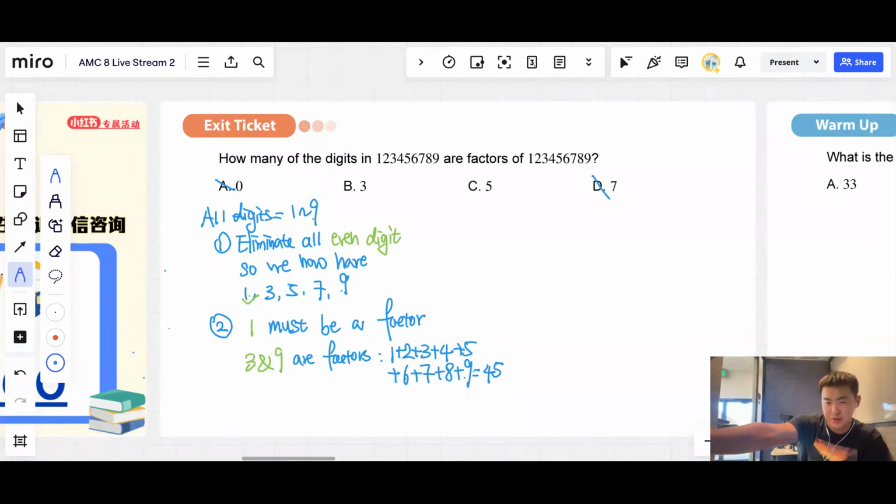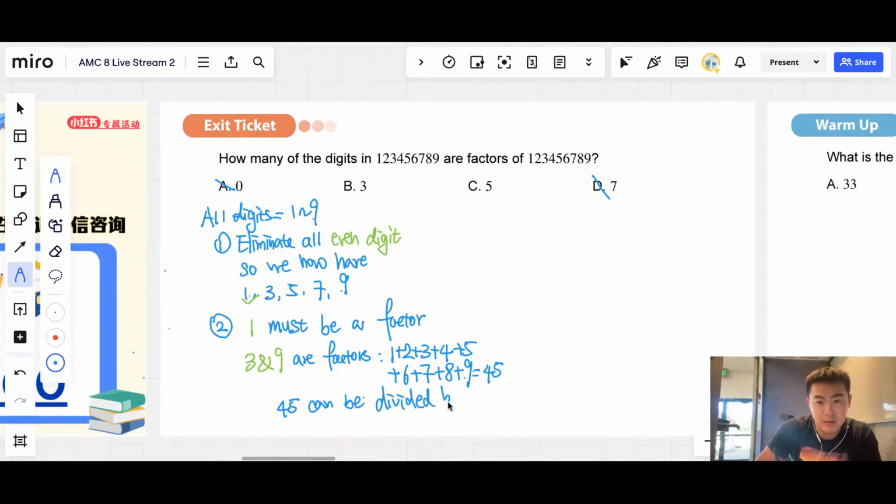Then let's observe the number 45. Is 45 a multiple of 3? Yes, 3 times 15 is 45. And is 45 a multiple of 9? Yes, 5 times 9 is 45. So we observe that 45 can be divided by both 3 and 9. Good. So since 45 can be divided by both 3 and 9, the number itself should be a multiple of 3 and 9. So 3 and 9 are factors, and I put check marks under these two numbers.